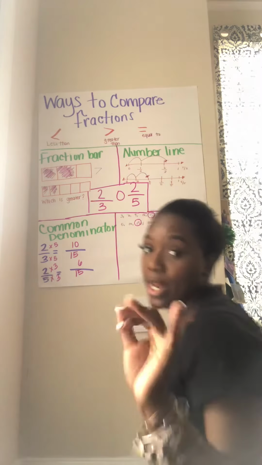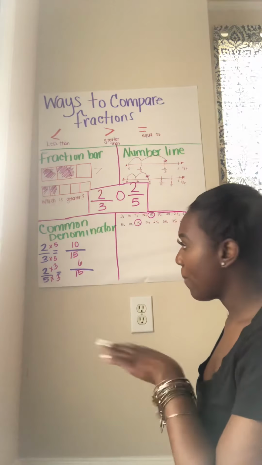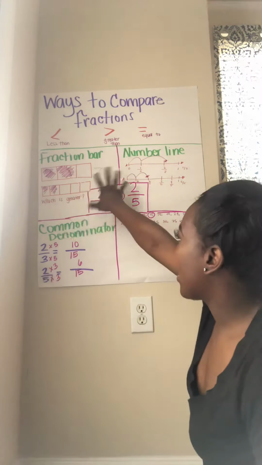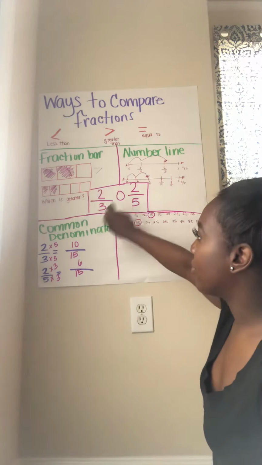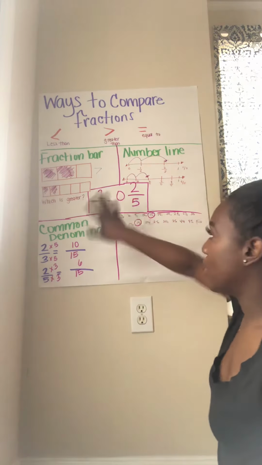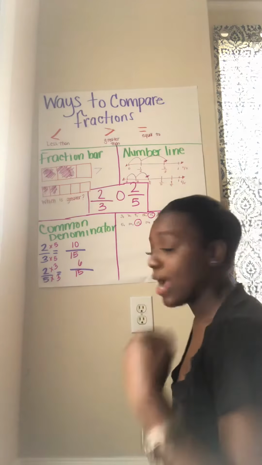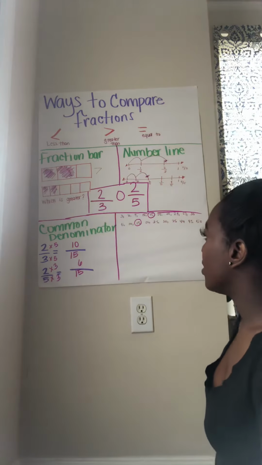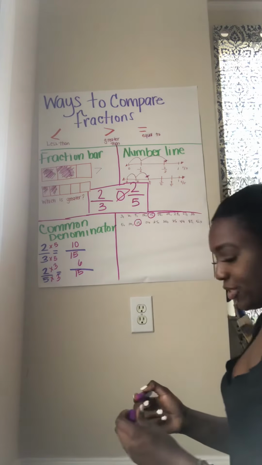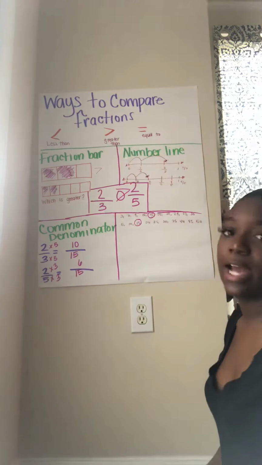Now, I'm going to do another example with you using common denominators, just so you guys can see it. I think fraction bars is pretty simple. You just draw out the fraction, shade in how many pieces it told you to use, and then you see which one is bigger or smaller, and that will help you. So obviously I know that 2/3 is greater than 2/3. I'm just going to put my greater than sign right there.